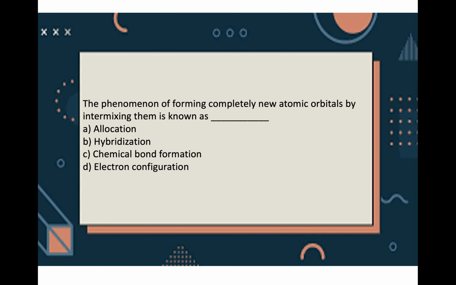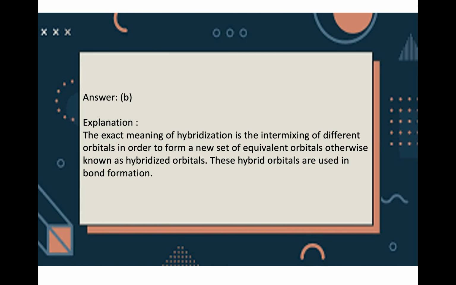The next question is, the phenomenon of forming completely new atomic orbitals by intermixing them is known as A. Allocation, B. Hybridization, C. Chemical bond formation and D. Electronic configuration. The choice is option B, hybridization. Do you know the exact meaning of hybridization? It is the mixing of different orbitals to form a new set of equivalent orbitals, otherwise called hybridized orbitals. These hybrid orbitals are used in the formation of bonds.